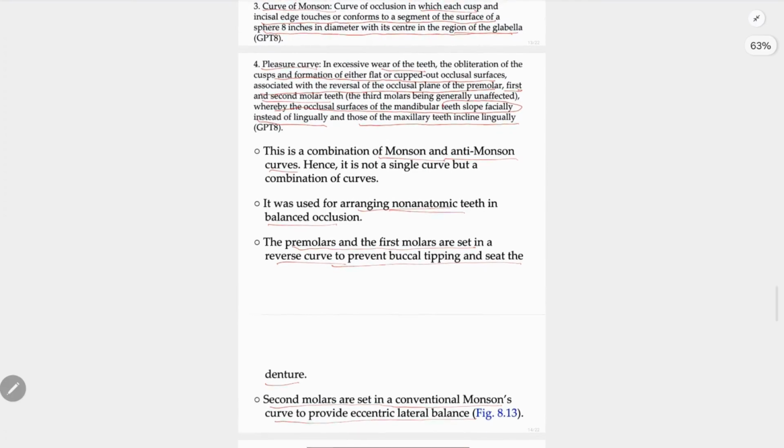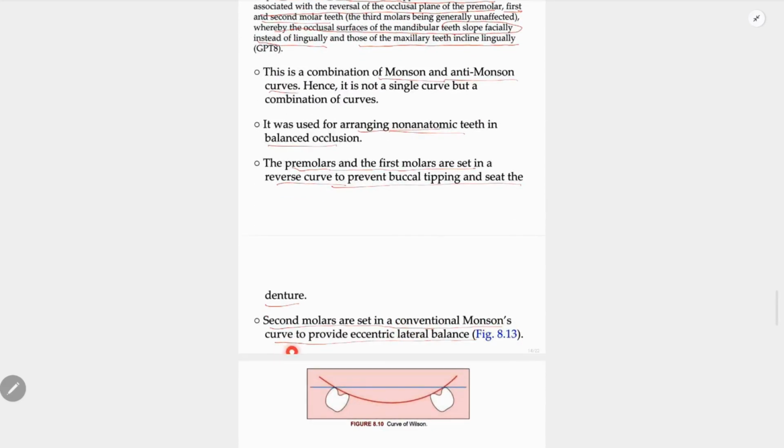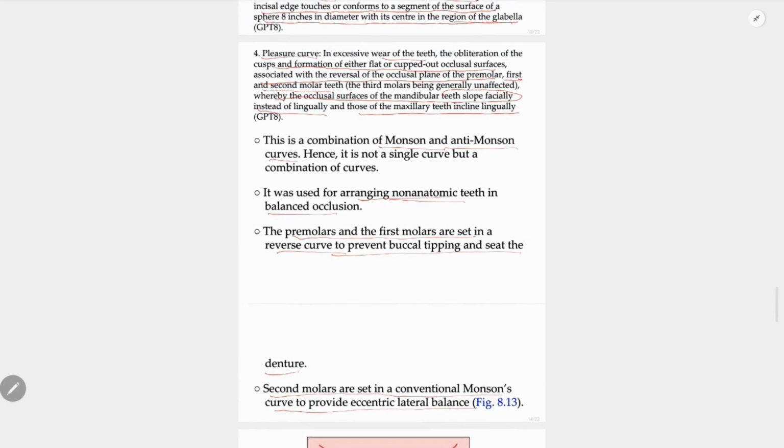So basically in your pleasure curve you have to write it is a combination of what? Monsoon and anti-monsoon curve used for arranging non-anatomic teeth. First premolars and first molars are set in reverse curve to prevent buccal tipping and seat the denture. Second molars are set in conventional monsoon curve to provide eccentric lateral balance. In pleasure curve, maxillary teeth incline lingually, mandibular teeth slope facially, which is not in the ideal cases.